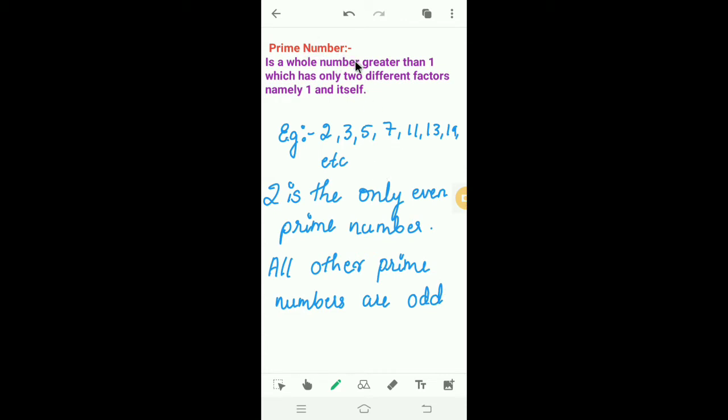Prime number means a whole number greater than 1 which has only two different factors, namely 1 and itself. For example, 2, 3, 5, 7, 11, 13, 19, etc. If a number has only two different factors, namely 1 and itself, then we can say the number is prime number.